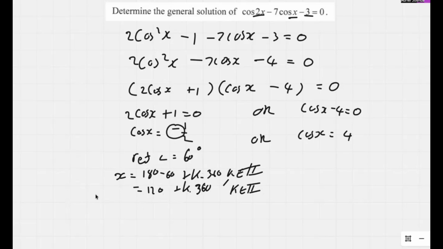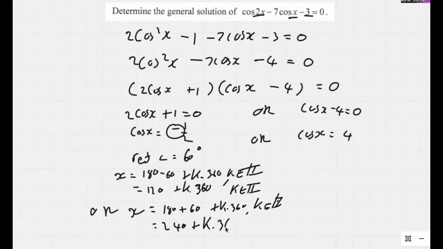We also know that cos is negative in the third quadrant. In the third quadrant, it's 180 plus. So we're going to say x is equal to 180 plus 60 plus k times 360, where k is an element of the integers. That'll be equal to 240 plus k times 360, where k is an element of the integers as well.